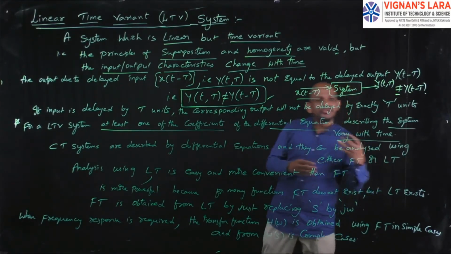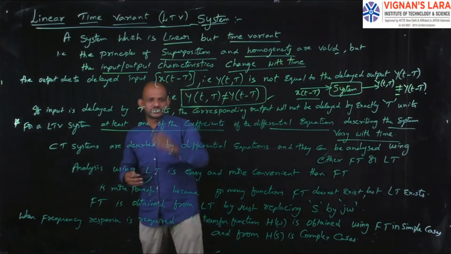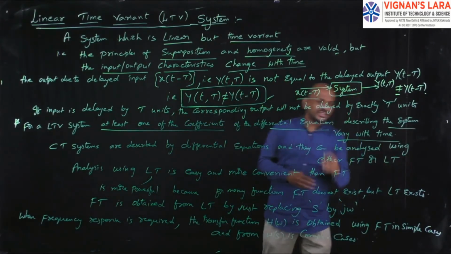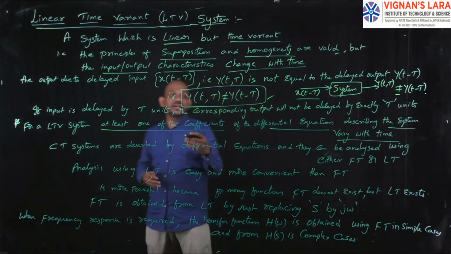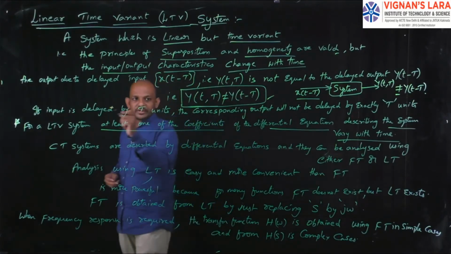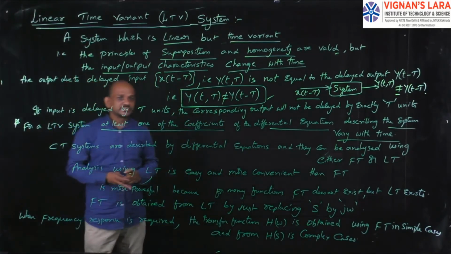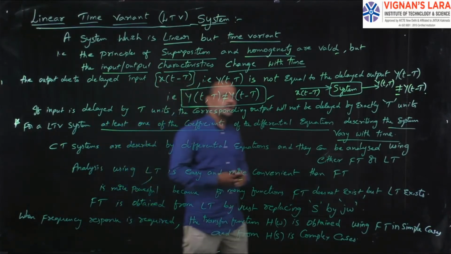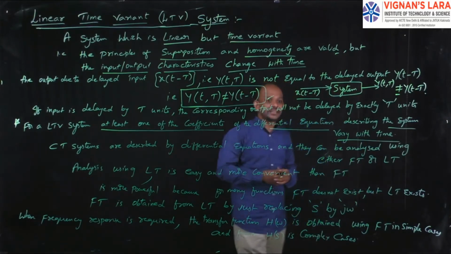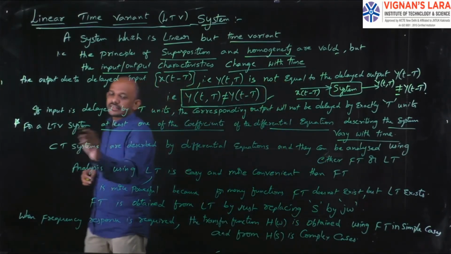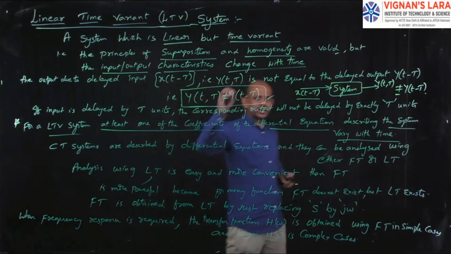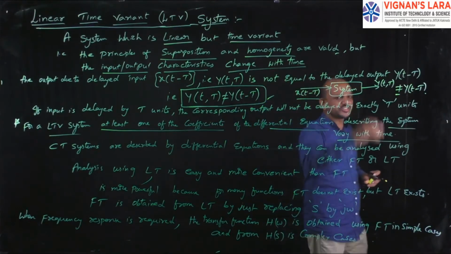If those coefficients vary with time, that is, they are not constants, so the coefficient must be like 2t or t square. The coefficients have to vary with time; they should not be constants. Then that will give a linear time variant system. Or simply, for a linear time variant system, at least one of the coefficients of the differential equation describing the system varies with time.